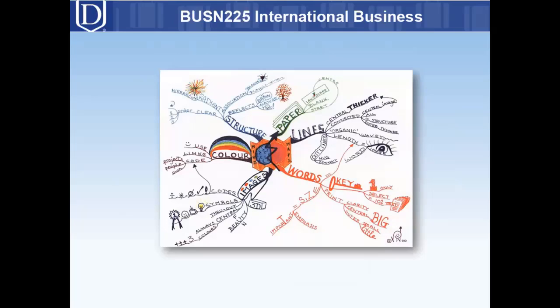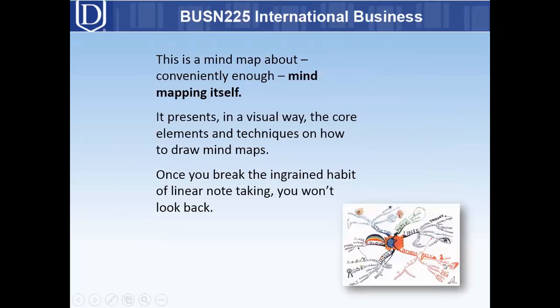And you have all of these different symbols and things that reflect all of the information that you have come up with. We're going to show a quick video at the end of this, so don't freak out yet. So this is a mind map about conveniently enough mind mapping itself. Okay, it presents in a visual way the core elements and techniques on how to draw mind maps. Once you break the ingrained habit of linear note-taking, that's like writing out long sentences, you don't look back.